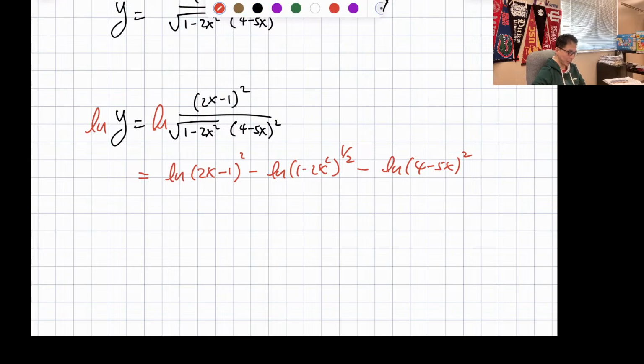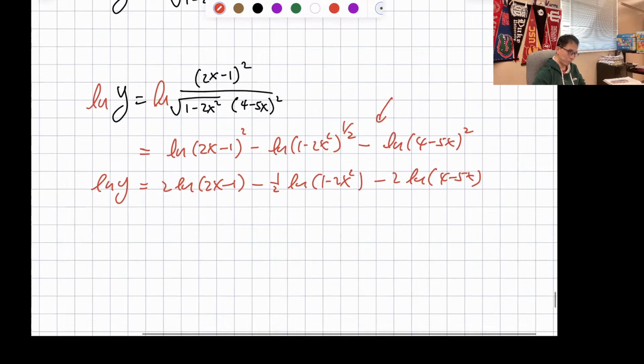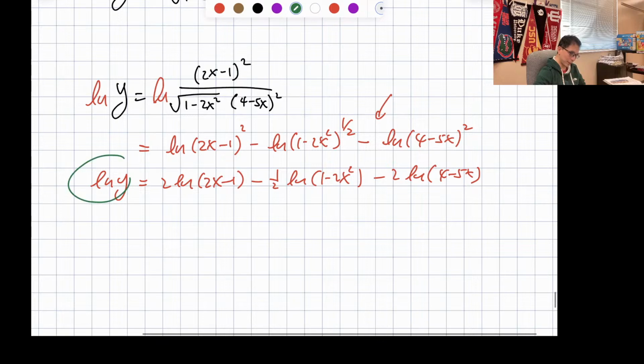Like in my pre-calc, I told you that people usually make mistakes right here. To avoid that mistake, you can do a plus parenthesis, a minus parenthesis, something plus something. But for me, I just can't do that right away. So it'll be 2 ln of (2x minus 1) minus 1/2 ln of (1 minus 2x squared) minus 2 ln of (4 minus 5x). So have I taken a derivative yet? No. So we're going to take a derivative. But the thing you have to be careful about is this side.